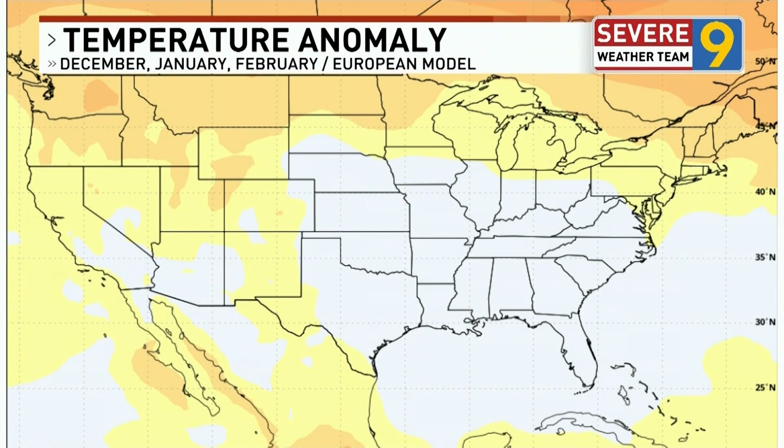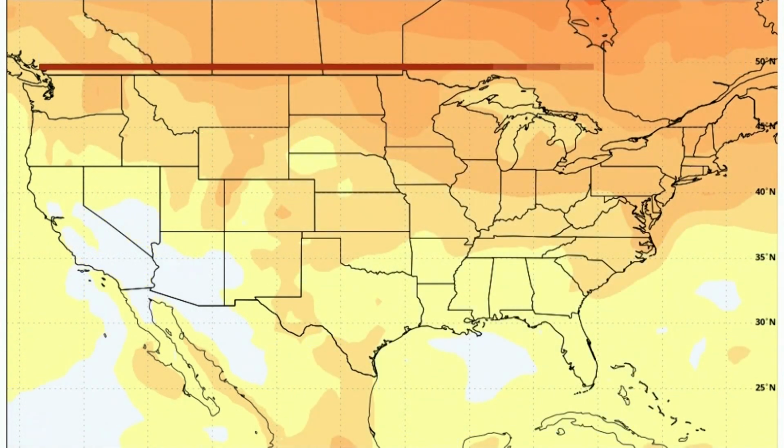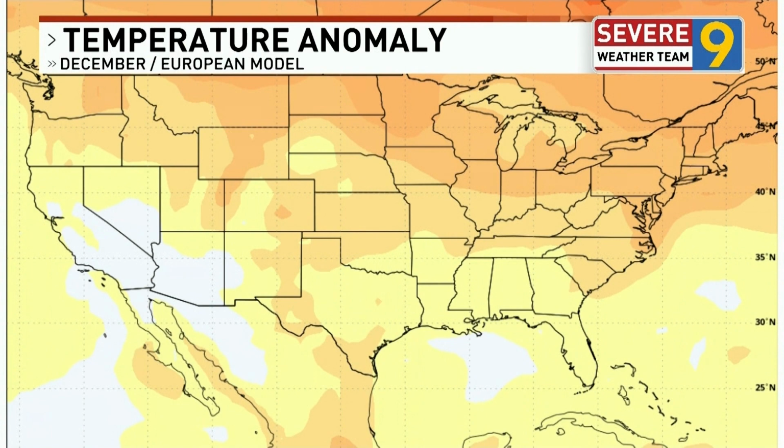Looking at the European model specifically, at the temperature anomaly, what the model is trying to hint at as we look ahead into December, January, and February, and boy, this just screams El Nino. Look at the above normal temperatures in the Pacific Northwest and the upper Midwest. Right along the Canadian border of the United States as well. It's similar to those analog years. It looks very similar to what we just showed you before the break.